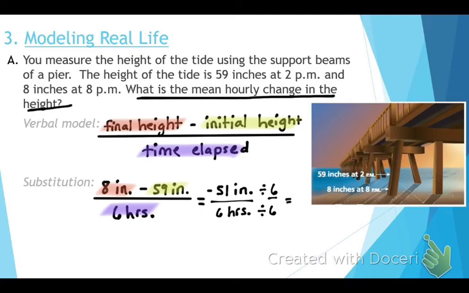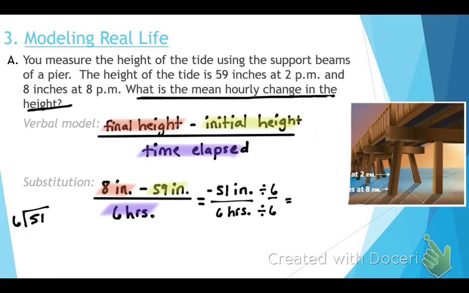Equals, now if you don't know how to do this in your head, you're trying to figure out how many times 6 goes into 51, you can always do it over here on the side. 51 divided by 6. Go and do that on your own. All right, guys, how many times does 6 go into 51? 8 times. 8 times 6 is? 48. 51 minus 48? 3. Okay, so now I'm left with 8 and 3/6. Can 3/6 be reduced at all? Yes. What does it become? 8 1/2. Okay, so now my answer over here is 8 and 1/2.